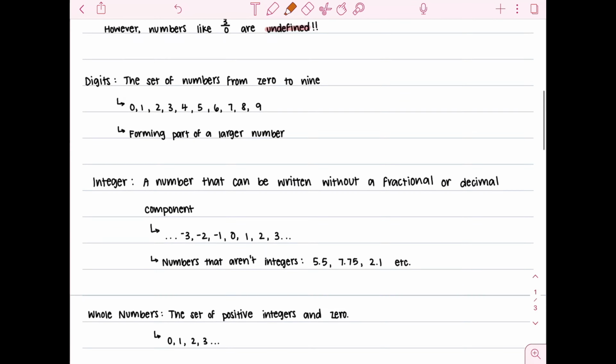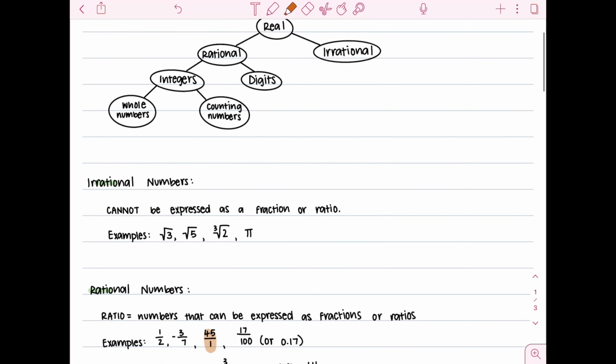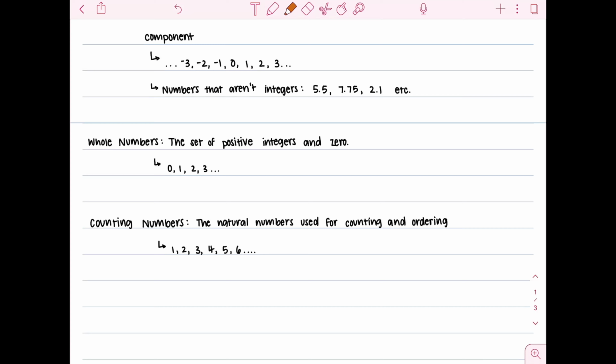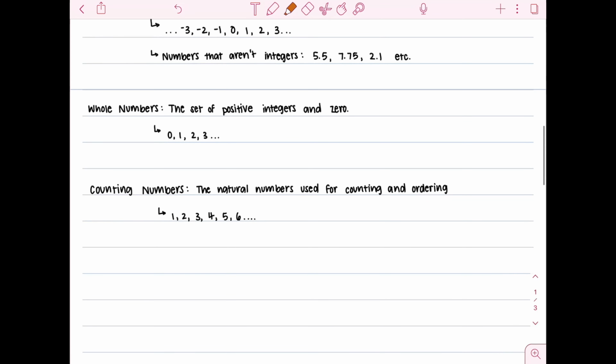And then counting numbers, this also falls under integers. A counting number is a natural number used for counting and ordering. So just like whole numbers, except we take out the 0 and we go from 1 to positive infinity.